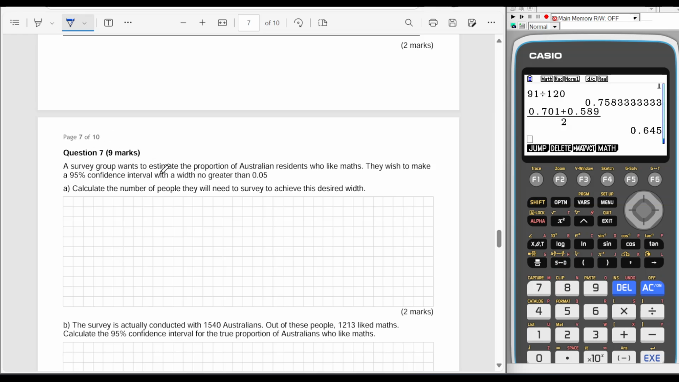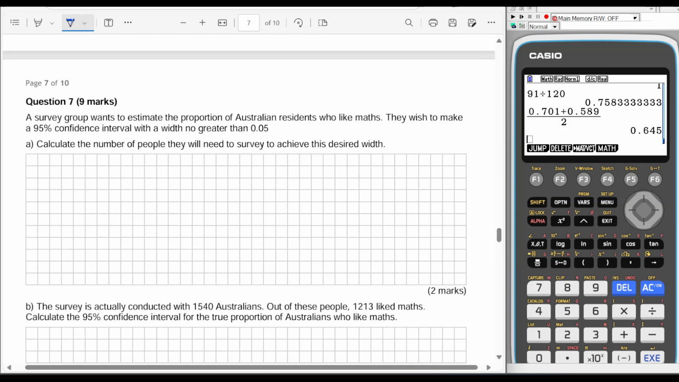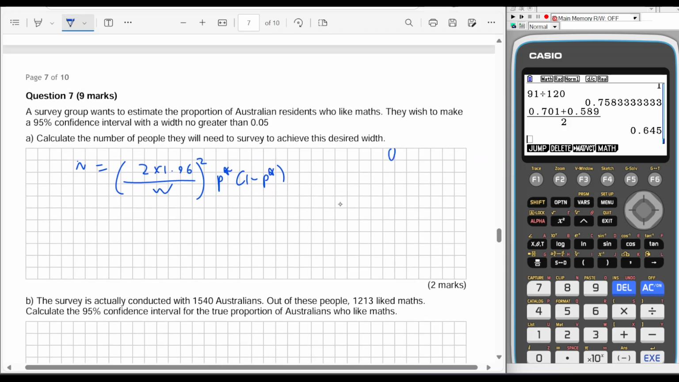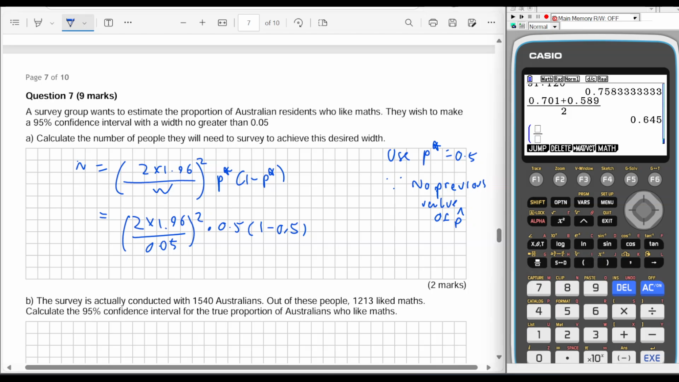Okay, a survey group wants to estimate the proportion of people who like maths, and they want a confidence interval with that width. Calculate the number of people. We do have a formula for this: n equals 2 times 1.96 over W, squared, times P star times 1 take P star. We are going to use P star is 0.5 because we have no previous values of P hat. So this is 2 times 1.96 all over 0.05, squared, times 0.5 times 1 take 0.5. We can just whack that all into a calculator and see what we get.